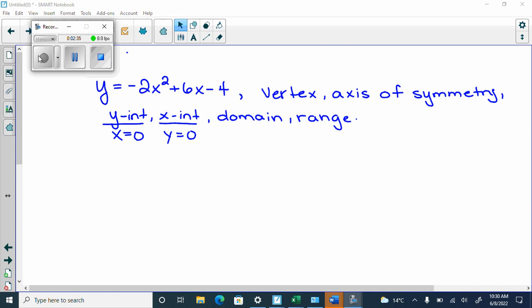So you go second, trace, maximum. Everyone's finding it. Even if you found it already, you're finding it again. Second trace, maximum. And then you need to be on the left side of the maximum when it says left bound, enter. Then on the right side of the maximum when it says right bound, enter.